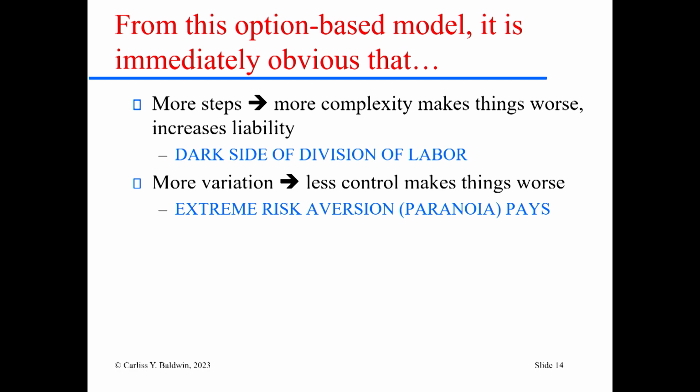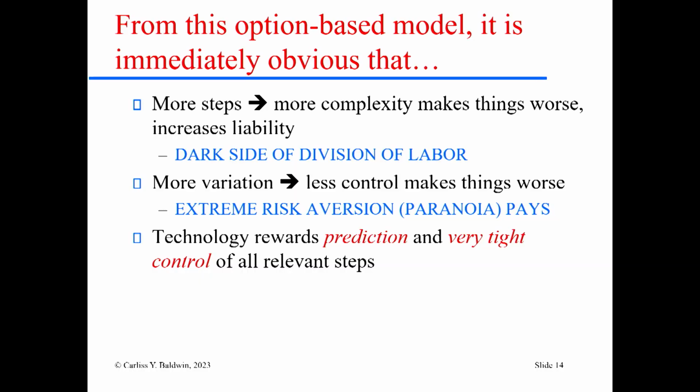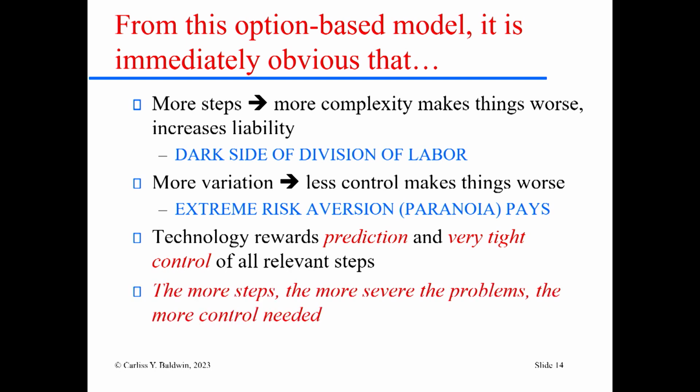So I want to say it is wholly rational to have extreme risk aversion in this world to the point of paranoia. And if you studied operations management as I did before the rise of platforms, then factory managers hated risk. We came in with option theories. You don't need to hate risk anymore. Well, they hate risk because the technology itself rewards prediction and very, very tight control of all the steps that are chained together this way. So the more steps, the more severe the problems, and the more control is needed.